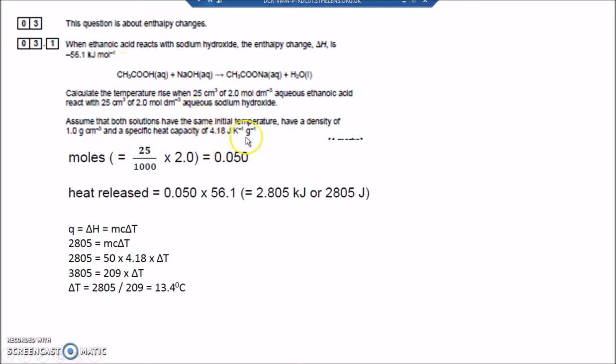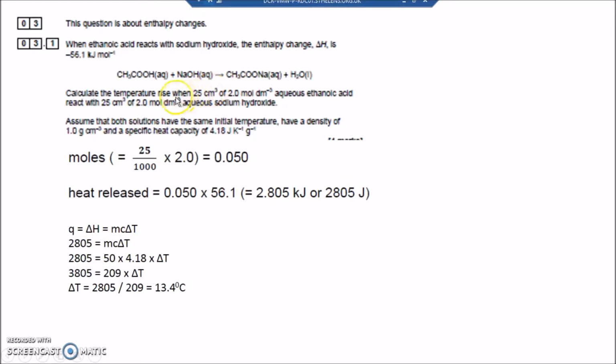So look at what I did again. I worked out the number of moles that I have. This is for 1 mole, multiplied by this smaller number of moles. I multiplied the enthalpy change for 1 mole by this smaller amount of moles, and I've worked out the number of kilojoules of energy that are released, and I've put it into joules, because in this equation here, delta H, or Q, needs to be in joules. So 2,805 equals mc delta T.